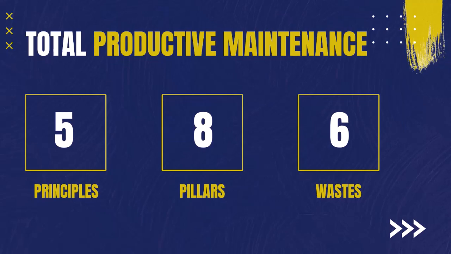And I don't want you to get confused between the 8 wastes in lean, which are TIMWOODS, and the 6 losses of TPM. The TIMWOODS are general wastes that apply to lean in any different field, while those 6 losses that total productive maintenance aims to eliminate, we are going to explain in detail in our next lecture.